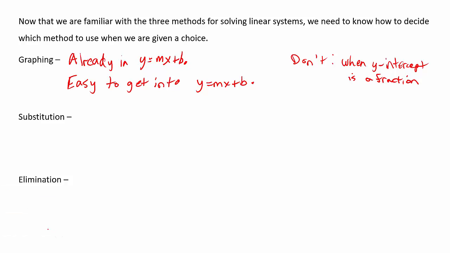For substitution, if you already have an equation solved for x or y, or if both of them are solved for the same variable, that would be a good time to use substitution. One or both are already solved for a variable.